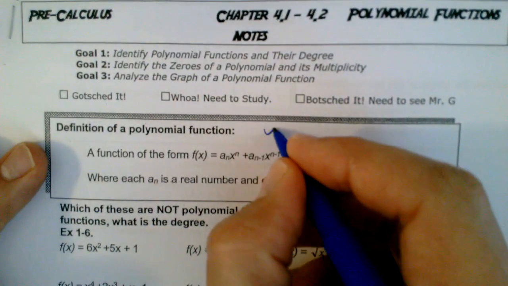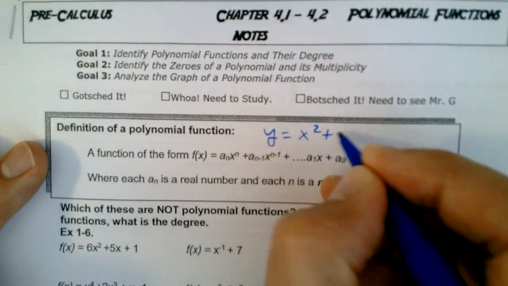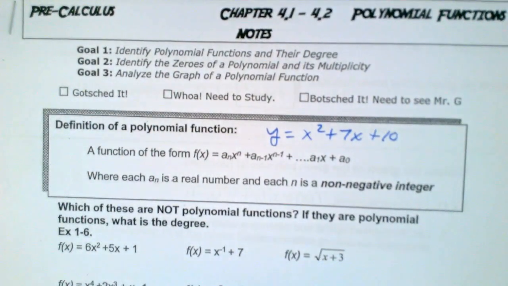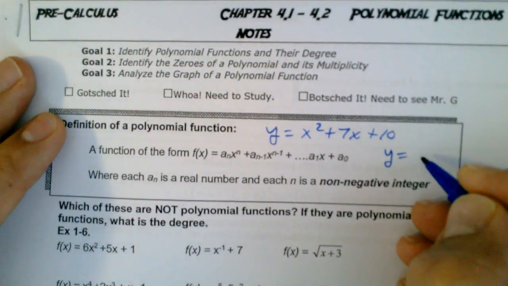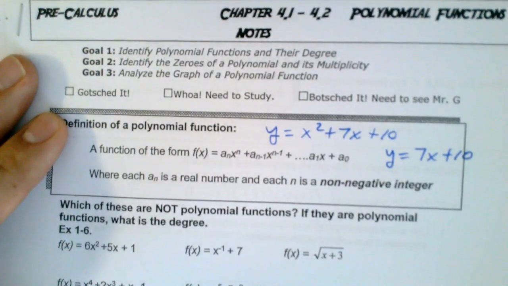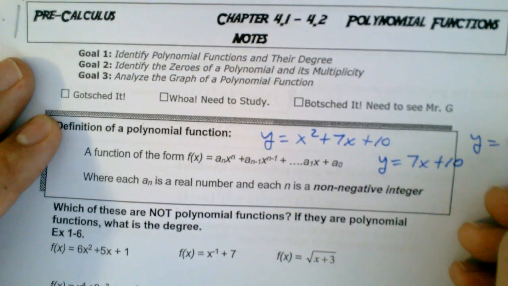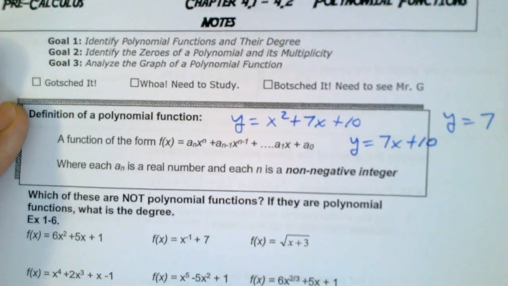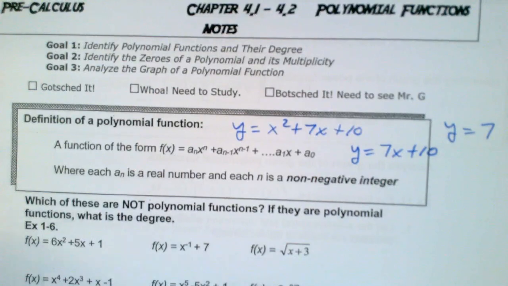So we've seen polynomials already. We've seen this guy already, x squared plus 7x plus 10. That's, again, a quadratic. That is an example of a polynomial function, okay? We've seen linear polynomial functions, 7x plus 10. That is an example of a polynomial function. We have seen y equals 7. That is a linear function, which is also classified as a polynomial function, okay?